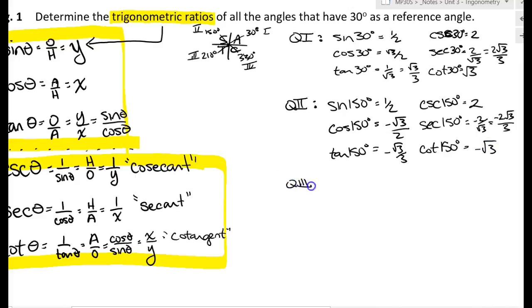Quadrant 4, same idea. So the key thing, I'm going to let you write them in yourself, is to remember that you're just checking your signs, which one's positive. In this case, tan is positive, so sine and cosine are going to have the same value. They're just going to be negative.